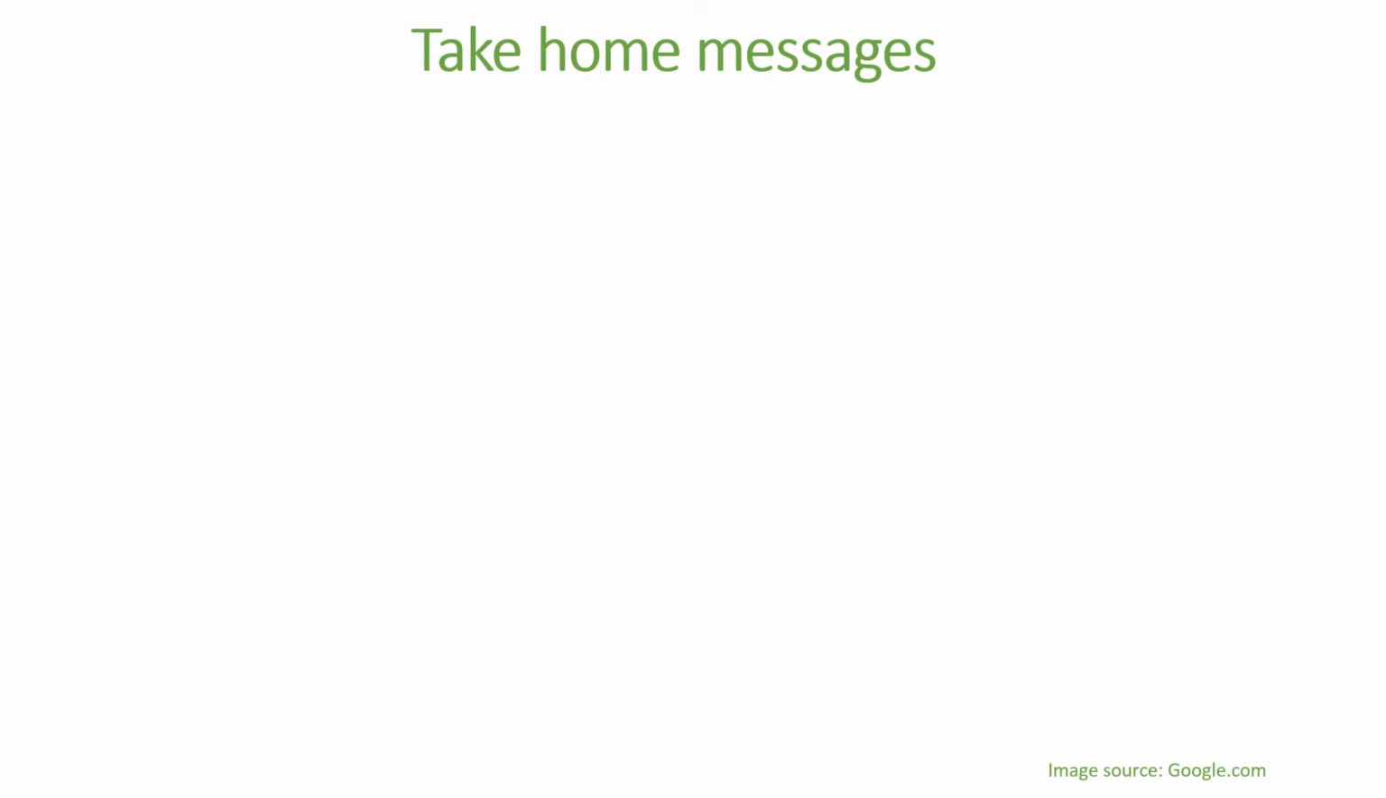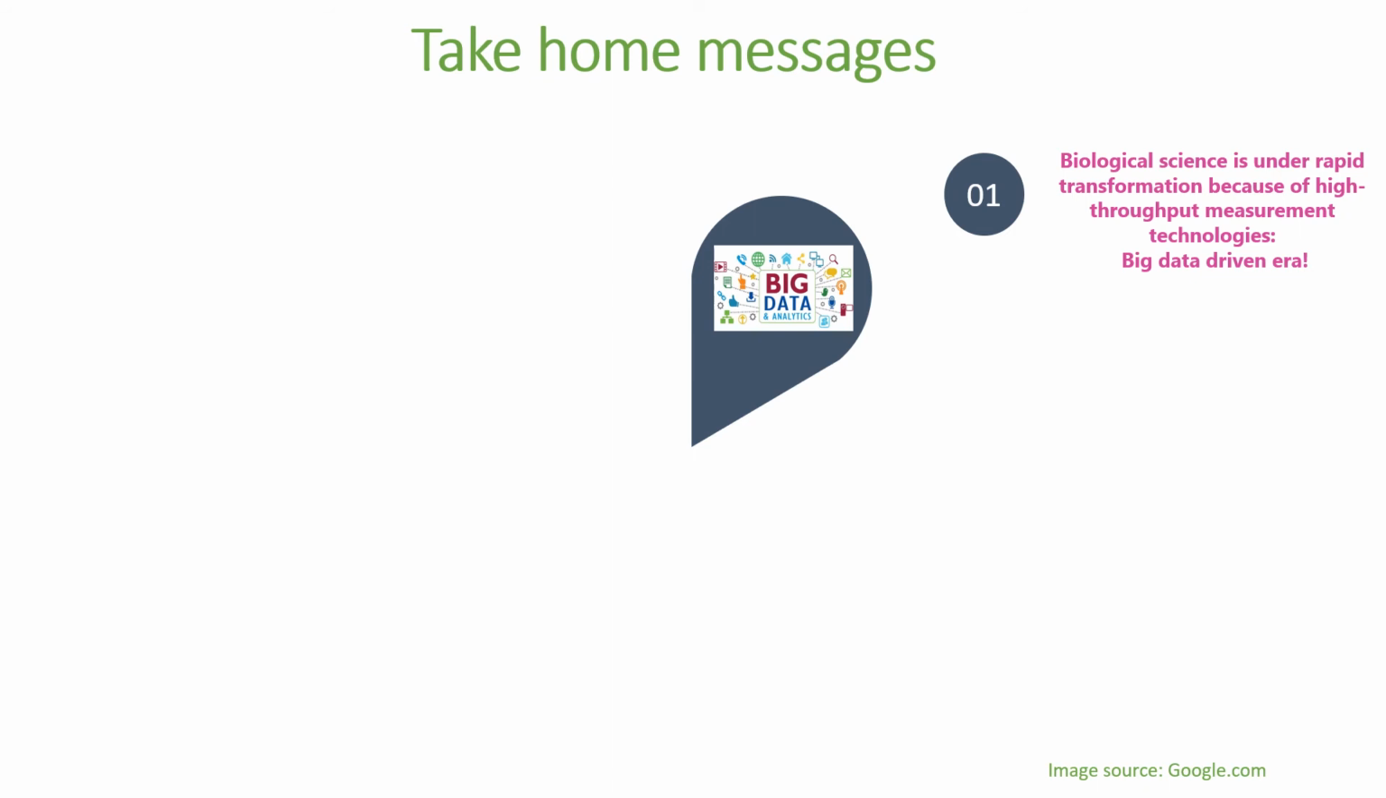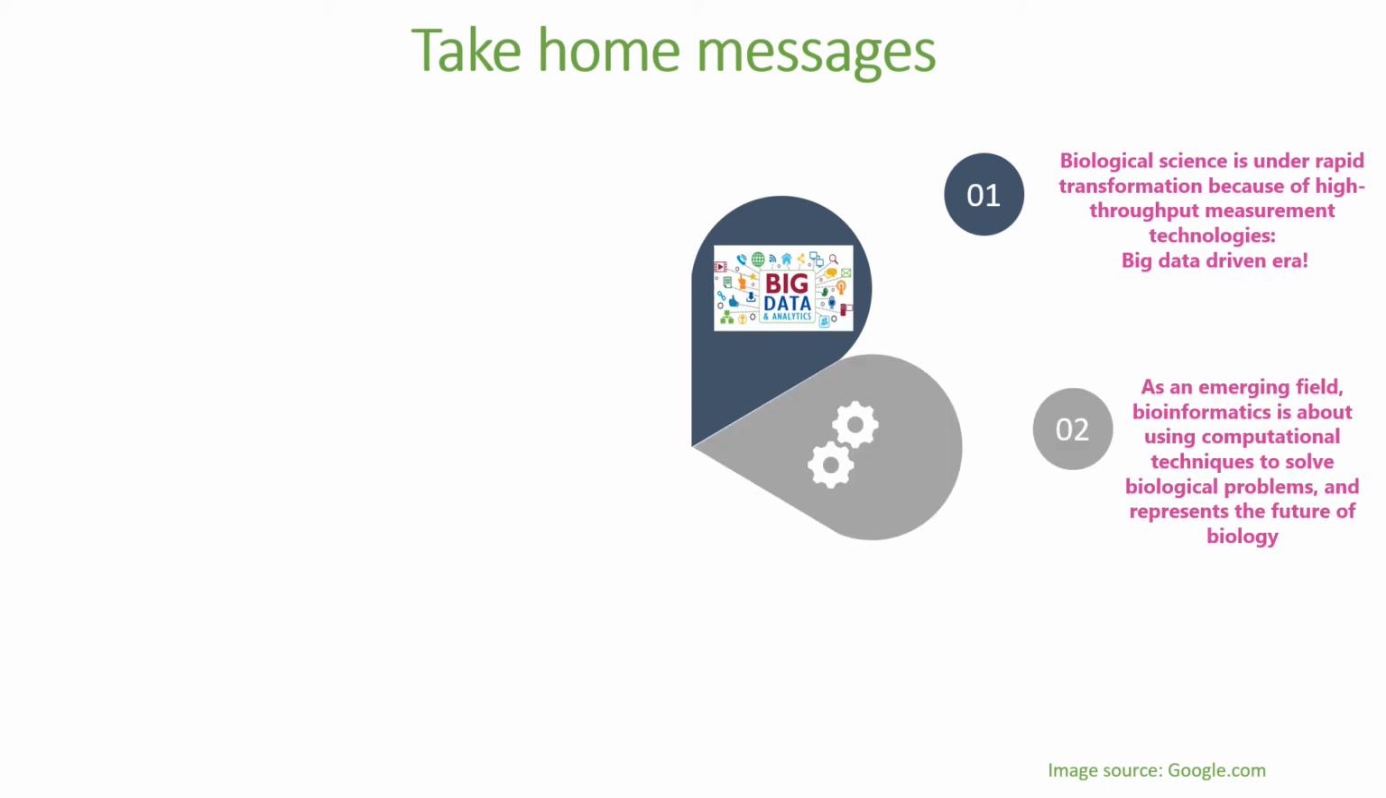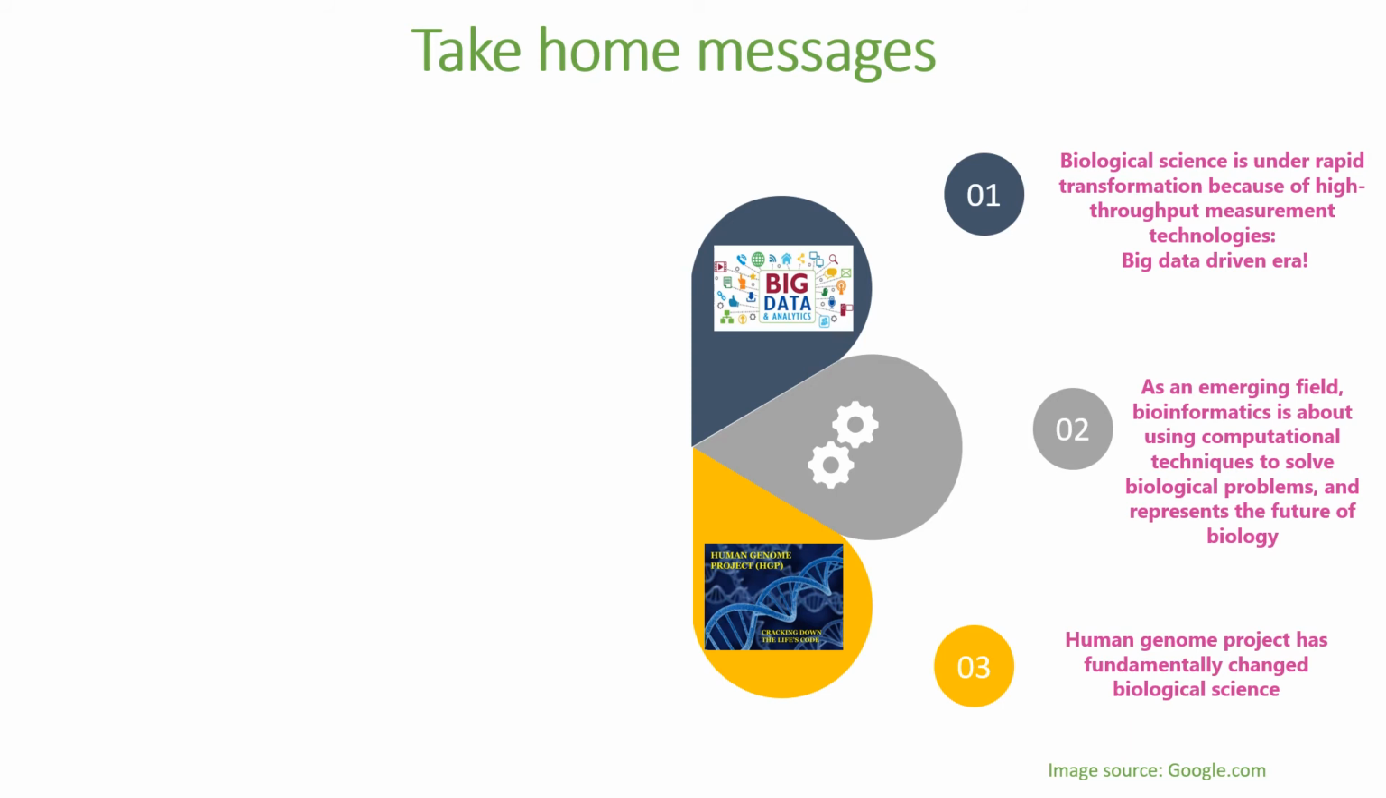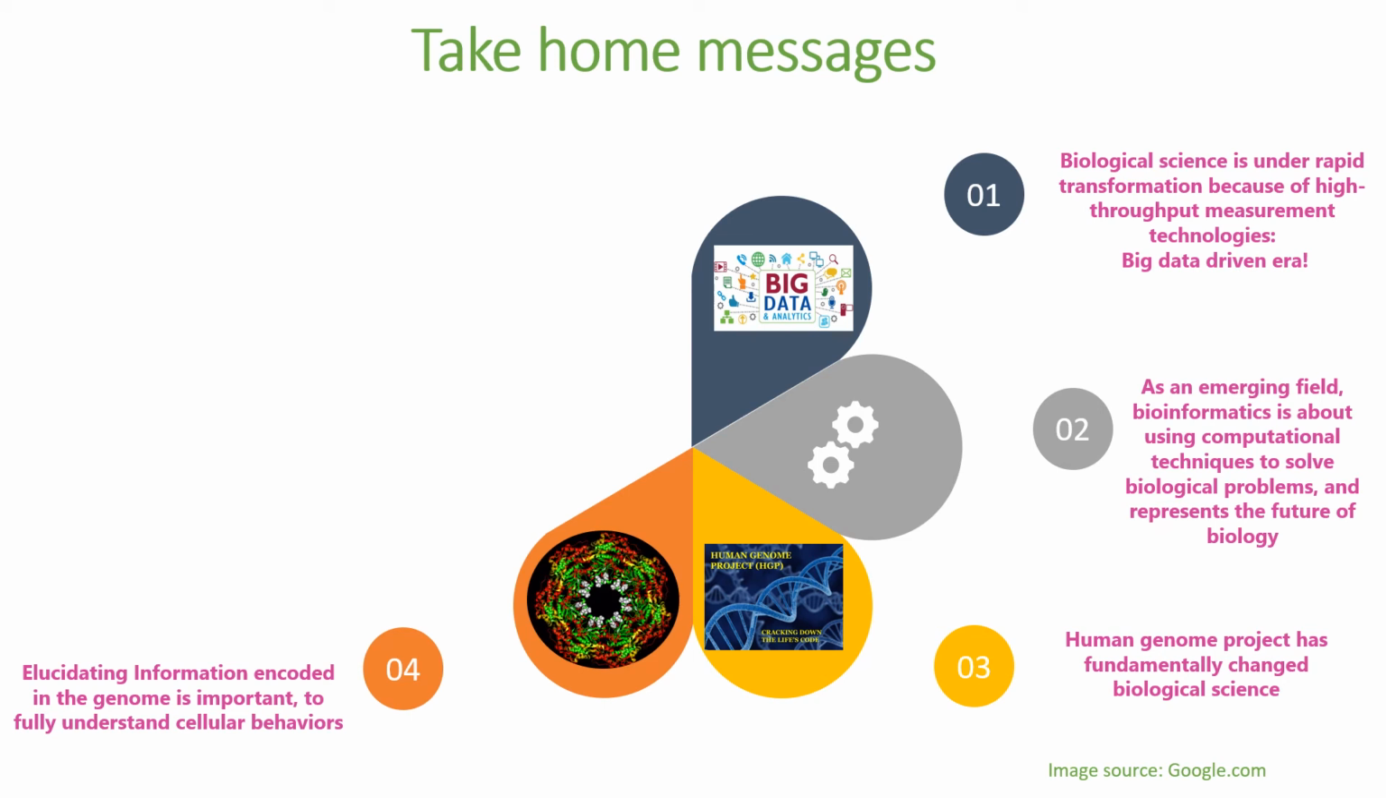To summarize this video, the slide here presents few important points. Biological science is under rapid transformation due to technological advancement, and we are in a data-driven era. The emerging field of bioinformatics is about using computational techniques to solve biological problems and represents the future of biology. The Human Genome Project has fundamentally changed biological science. To fully understand cellular behavior, we need to elucidate information encoded in the genome and understand working molecules encoded by the genome, which calls for the process of genome sequencing.